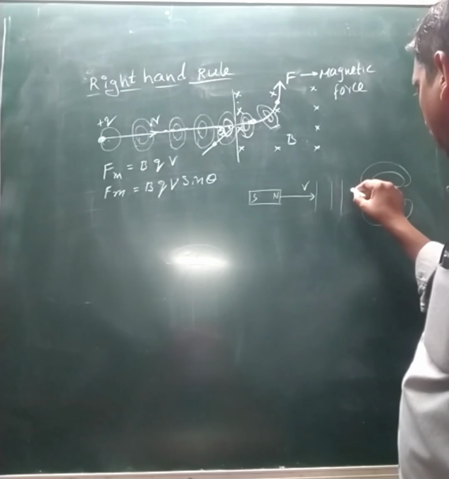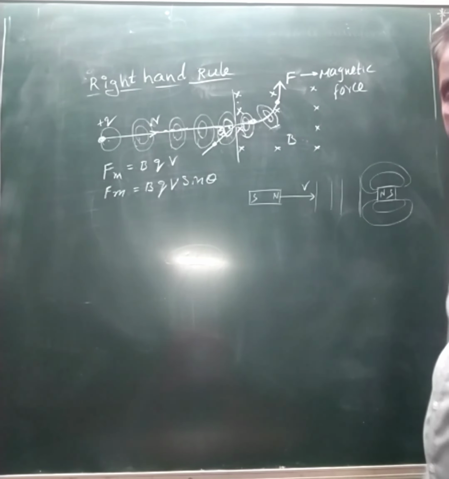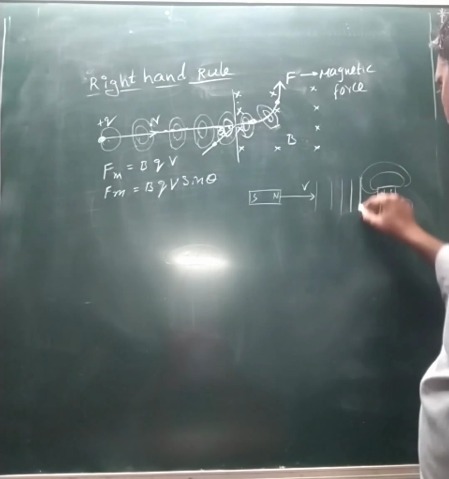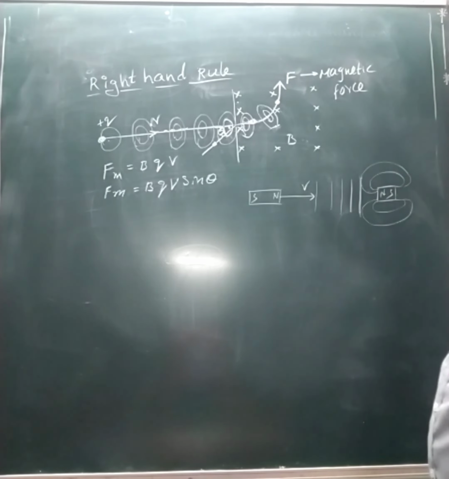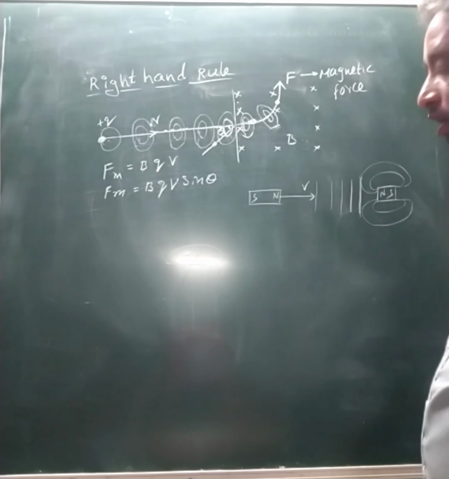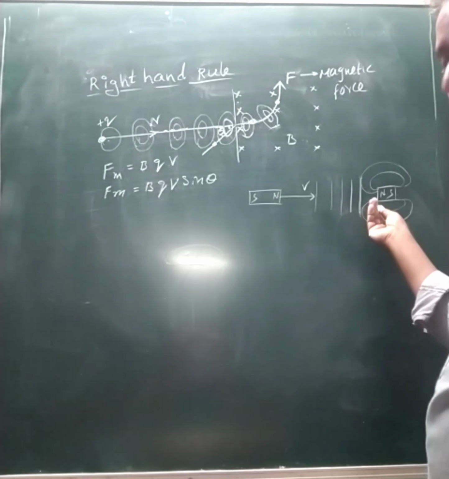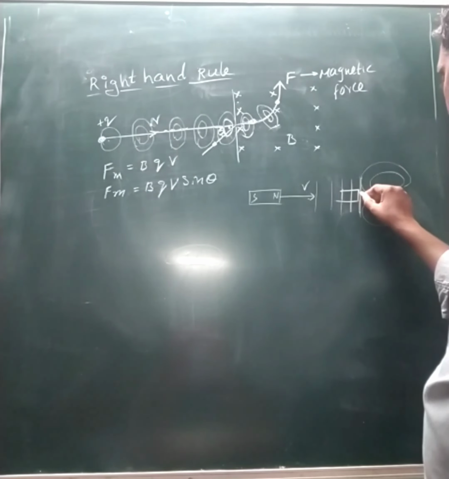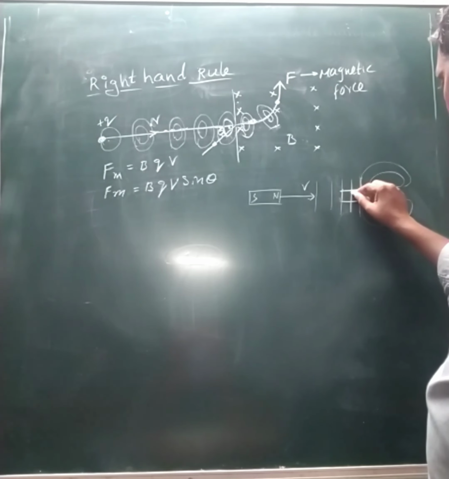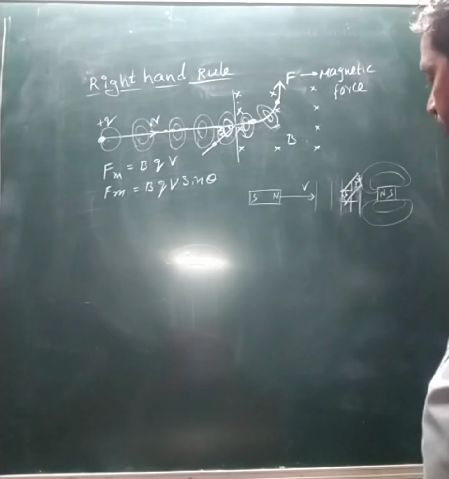Now you are reaching this point. What happens automatically? When you reach this point, you observe that this field will be opposed by this field. So what happens automatically? You try to move further. What happens automatically? This magnet does not move in a straight path. What happens automatically? It will be tilted. Tilted means the direction will be changing.